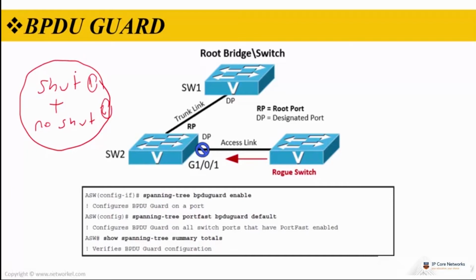BPDUGuard can be activated under the interface or globally. As you can see, if you want to activate it under interface mode, you can use the spanning-tree bpduguard enable command. But if you want to enable it globally, you can use the spanning-tree portfast bpduguard default command.